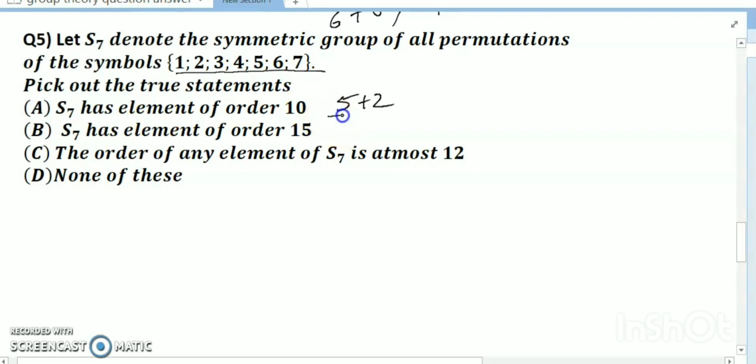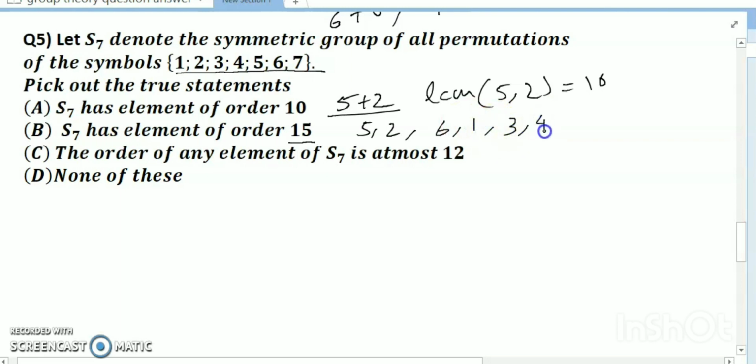So friends, 5 plus 2 is equal to 10, the LCM of 5 and 2. But I can't write 15, I can't get order 15, because I do not get any LCM or partition that is 15 in case of 7. Okay, so 5, 2 is one partition, and 6 plus 1 is one partition. A is possible, but B is not possible. C is possible because the LCM of 3 comma 4 is equal to 12.